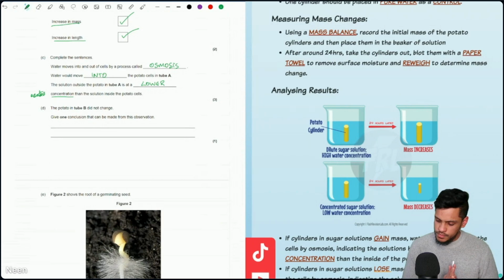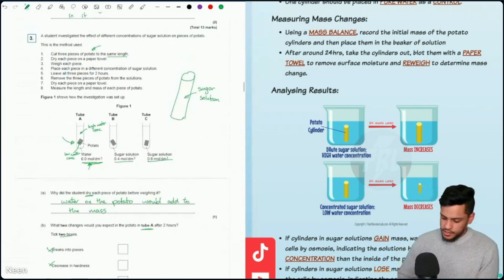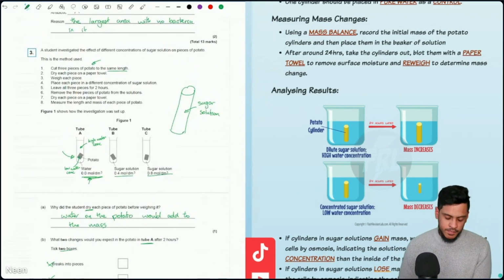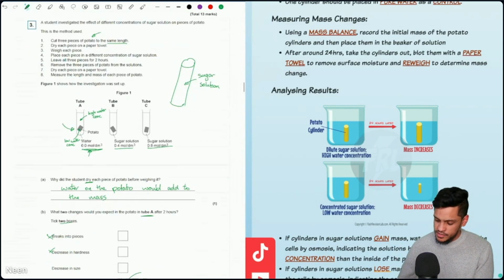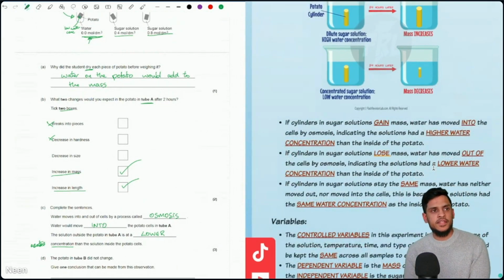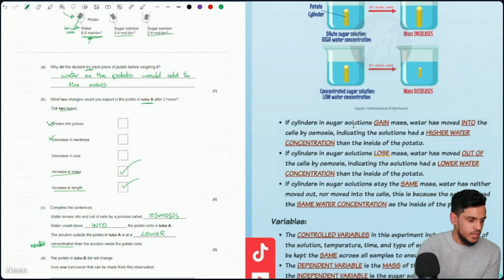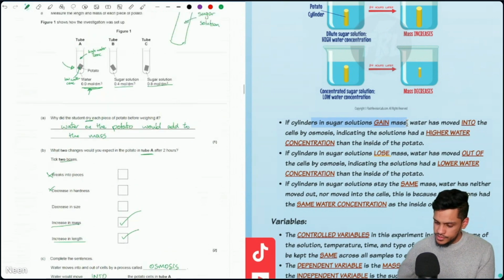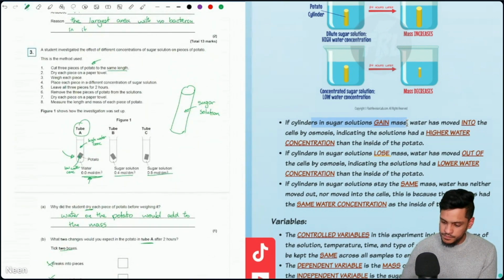The potato in tube B did not change. Give one conclusion that can be made. Okay, good. Tube B, it says that the potato did not change size. Why could that be? So let me show you in the notes here. So there's 3 scenarios you can have in this practical. You could get the cylinders gaining mass, getting bigger. So that was A in this example. They could get smaller. That's probably this one. It says here that in tube B it stays the same.